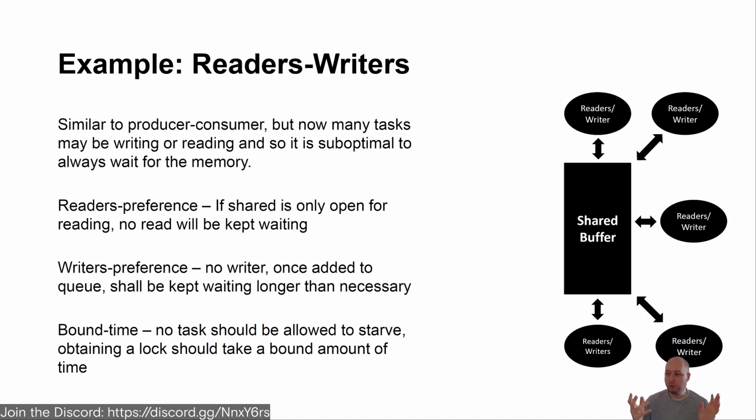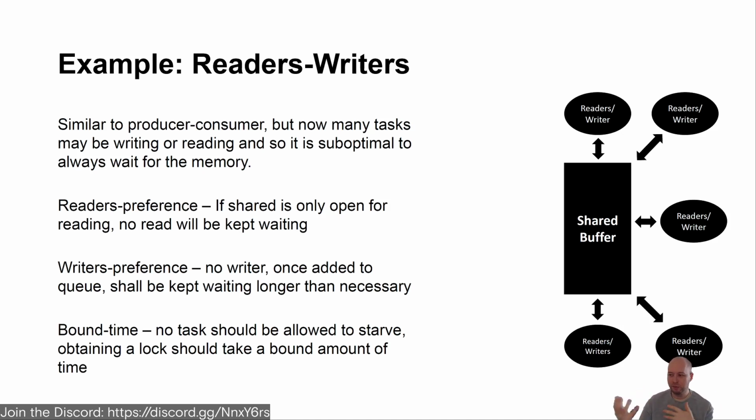if the shared resource is only open for reading, no reader will be kept waiting. Meaning, because we talked about this before, right? Reading a shared memory location is not the race condition that we're worried about. So if a bunch of readers are trying to read all the time, then let them go, right? Don't ever block a reader. This is what's called a reader's preference.